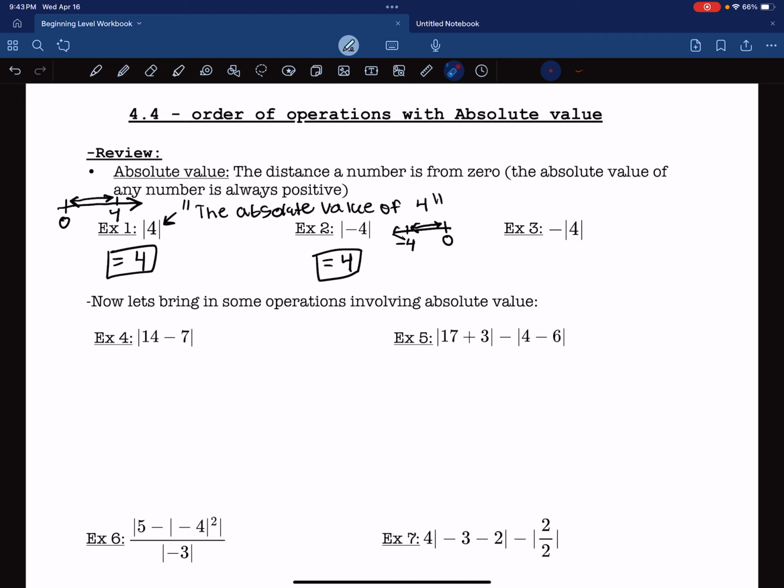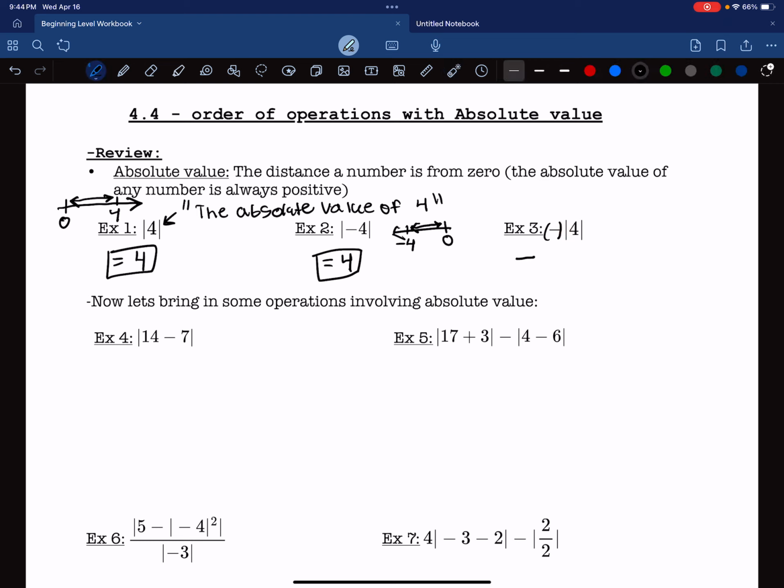Okay, so with this next example, example 3, we have to be careful here, because now this negative sign is on the outside of this absolute value of 4. So this negative sign is not inside the absolute value bars. So therefore, we're going to have to bring this negative out front, because this negative is not inside the absolute value bars like it is here. So this negative is being multiplied by the absolute value of 4. It's not the absolute value of -4. It's negative 1 times the absolute value of 4.